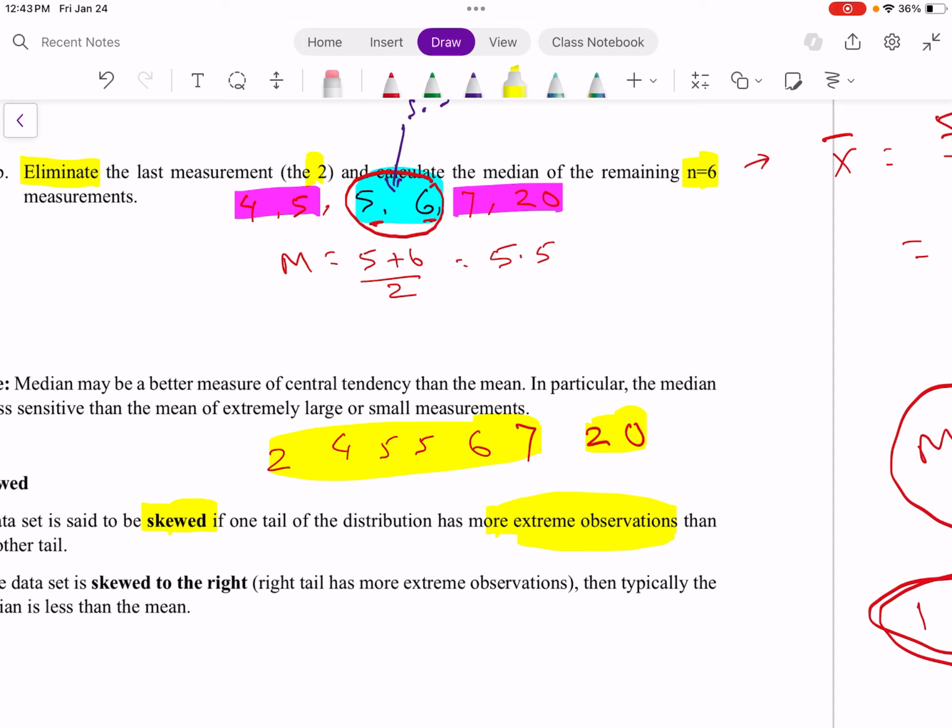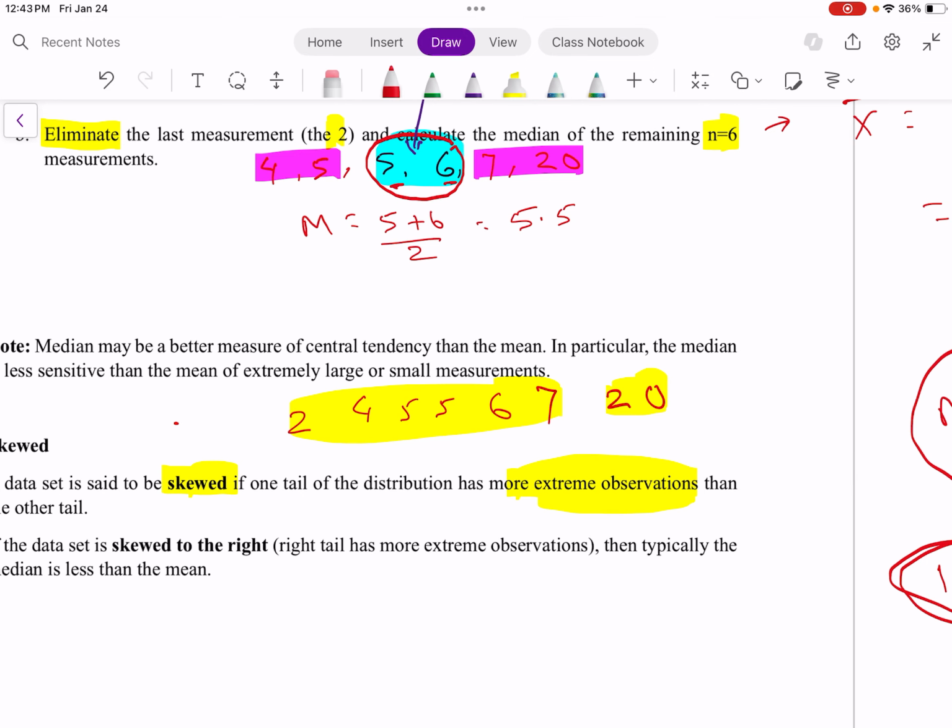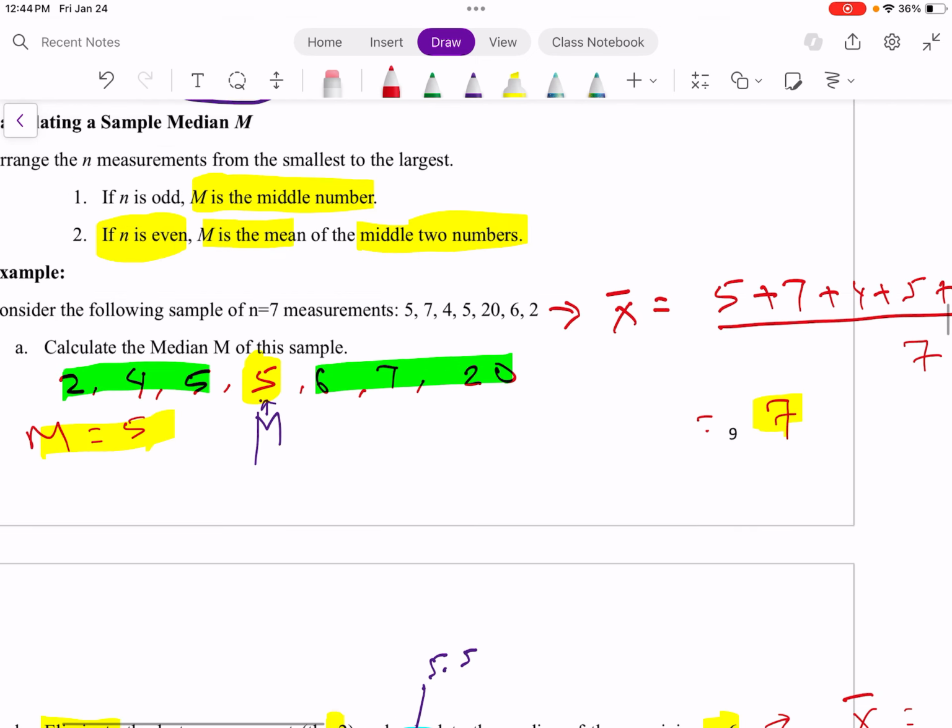Okay, so whenever you have extremely small or extremely large values, for example, let's say you have -10, it is extremely small in comparison to 2, 4, 5, 6, 7. These numbers are extreme measurements, extreme observations. Okay, and if you find an extreme observation in a data set, then we call that data set a skewed data set.